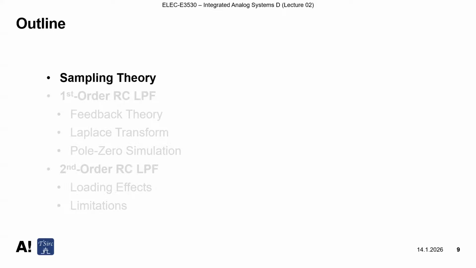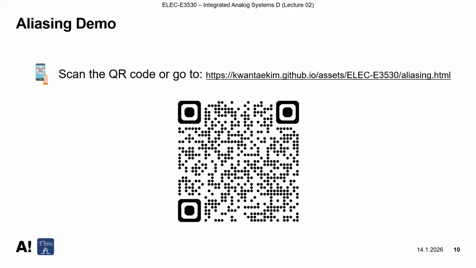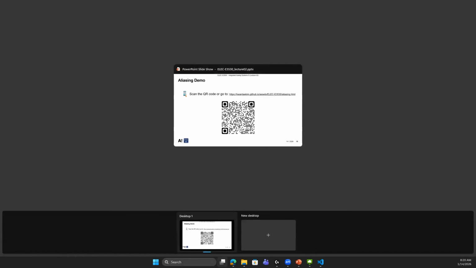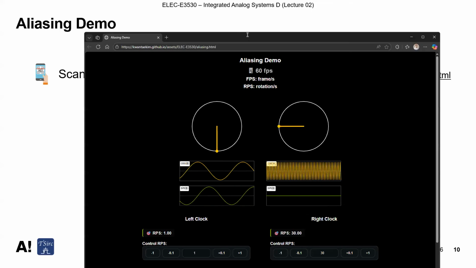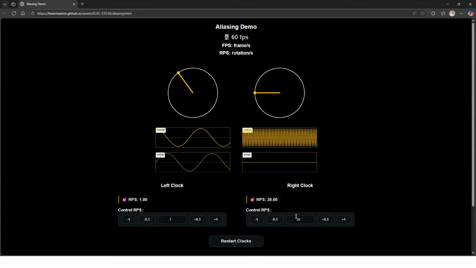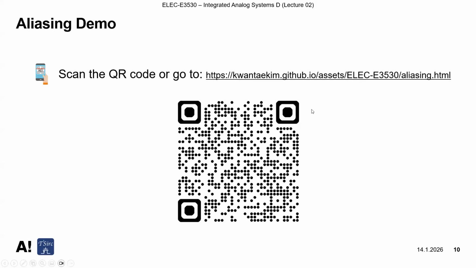Okay, then let's go to sampling theory. You can again scan the QR code or go to this website for the aliasing demo. Let's see. Okay, so everyone has access to this demo? Okay, I believe so.